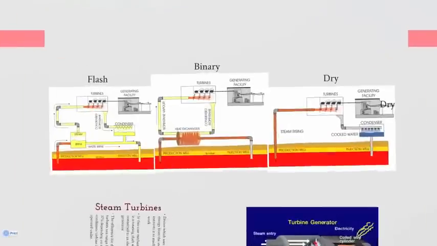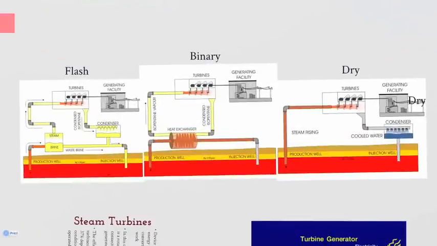Now, let's just take a moment to really compare these three systems side by side. One thing that stands right out is not only what differs, but also what is similar in these systems. All three of these systems use a production well and an injection well to bring the steam up and to re-inject the steam back in. However, there is another similarity, which is the turbines running in these systems. They all use the same steam turbines.